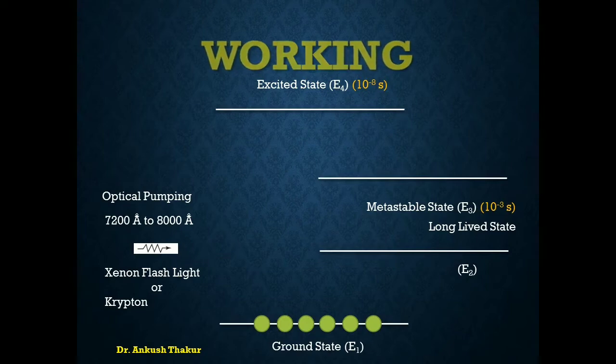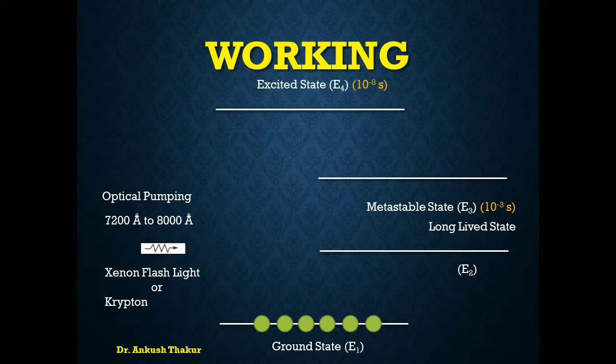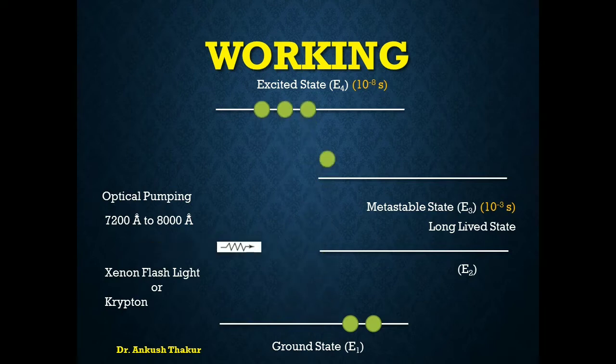This is the working of the Nd-YAG laser, where you can see a 4-level system. E1 represents the ground state, where the number of atoms is represented as green circles. The excited state is E4. When the flash is produced, a particular amount from 7200 angstrom to 8000 angstrom gets absorbed by the neodymium ion. They absorb the energy and move toward the excited state.